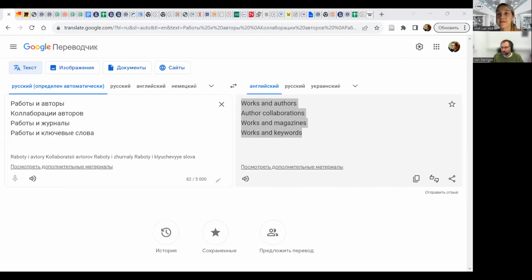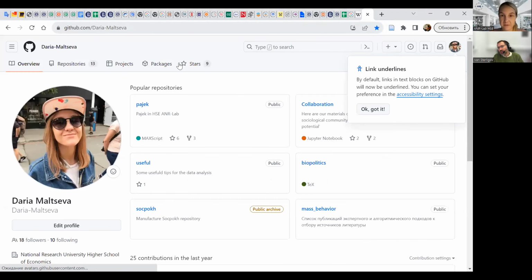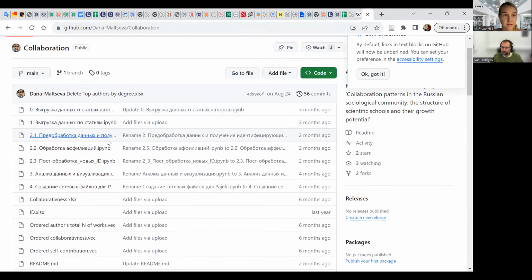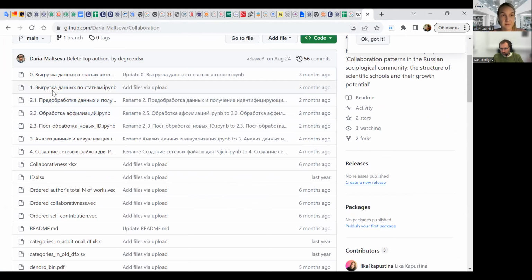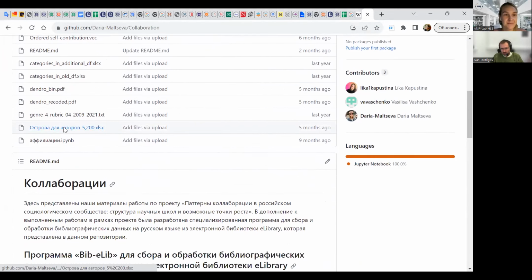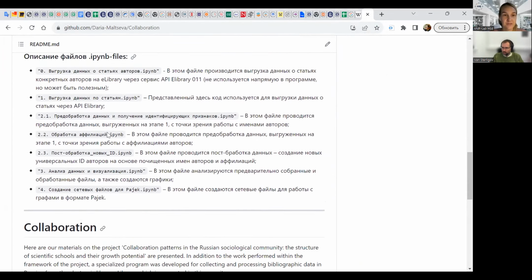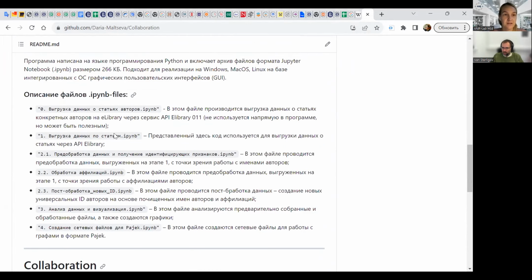Probably not today, but I'm definitely interested. Yeah, I just wanted to show you. So I have GitHub there, with the collaboration project, and basically what we registered as intellectual property is actually this. It's called collaboration. And we have all the descriptions here in Russian and in English.